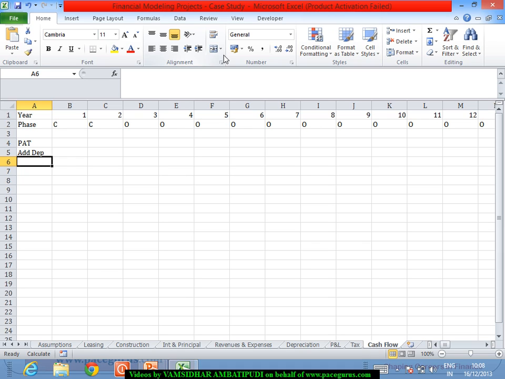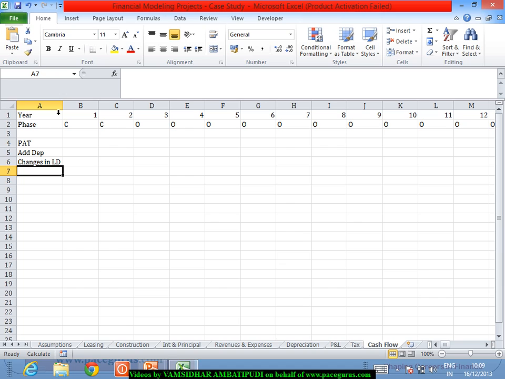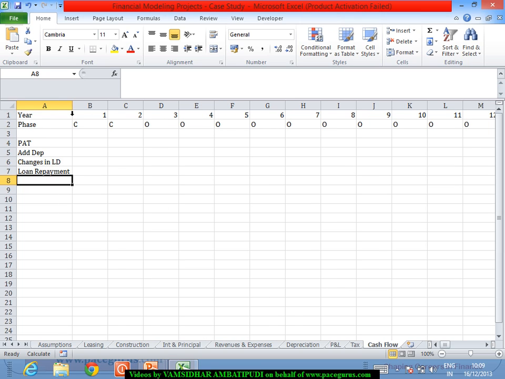Right? And I can very well go with the net cash flow kind of an approach. Okay, PAT, to that I am adding depreciation. Then I am going ahead with changes in lease deposit. That's one more area that is impacting our cash flow. Then I am also looking at loan repayment, whatever is the cash outflow or inflow.